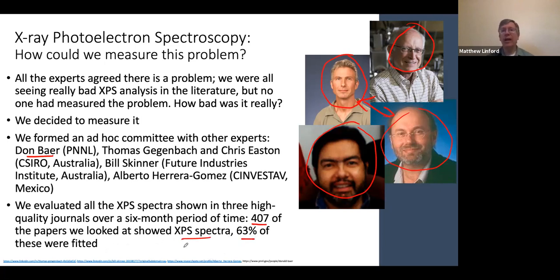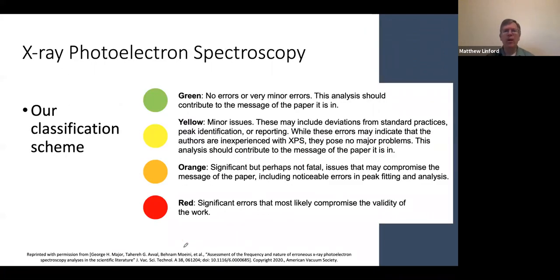63% of these showed XPS peak fitting. So we've shown some of this XPS peak fitting that's done. And we graded the papers. We said, well, they're either green if they have no errors or very minor errors, or they're yellow if they only have minor issues associated with them. That might mean that they plotted the data backwards, as I did earlier, in one of these spectra that is many years old from our group. Or we might have orange errors where things are getting pretty bad, or red errors that are pretty much just catastrophic. But this was our classification scheme.